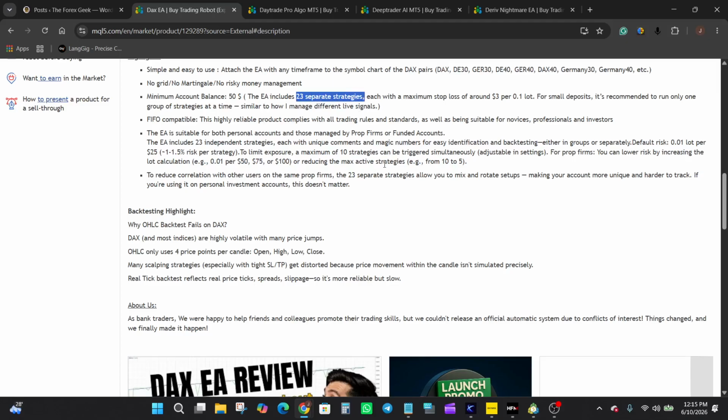Each strategy has its own comment and magic number, making it easier to identify, analyze, and backtest individual strategy groups separately if desired. The developer also notes that users can control overall exposure by limiting the maximum number of active strategies running simultaneously through the settings.